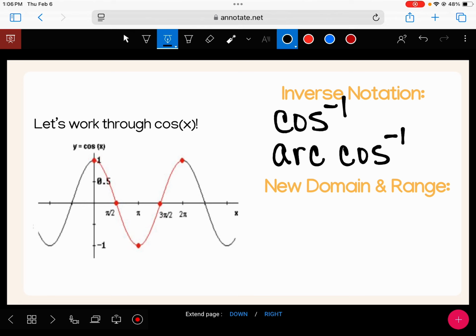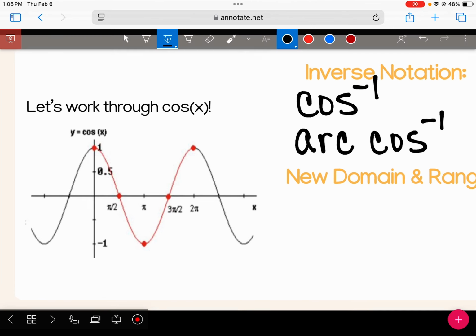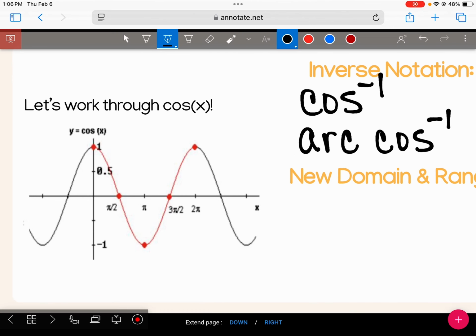So this is our sine wave. This is what our sine wave looks like. And again, we want to cut it off so that it's 1 to 1. So if I start here and I highlight and I get to the bottom of the wave, that would be right there. So this is where we're going. This is my boundary for cosine.